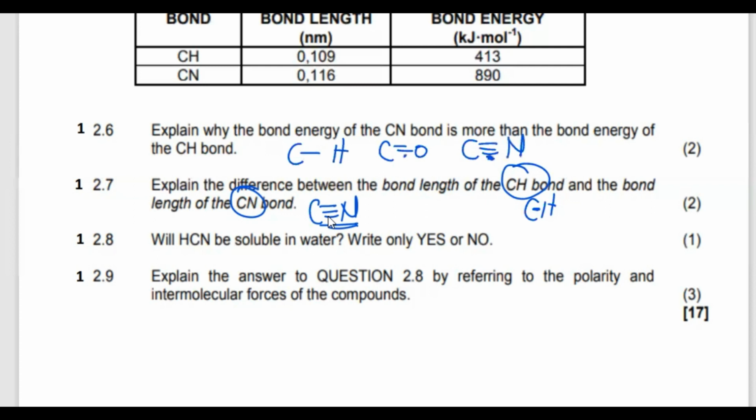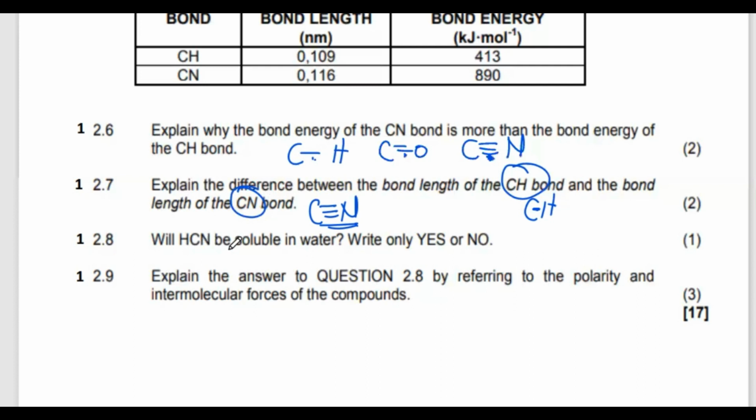So in this scenario, this one is short and stronger. This one is longer compared to this one. You understand? But this one is not longer than this. Why? Because this is a single bond. So single bond: long and weak. Multiple bond: short and strong. I think I'm clear there.